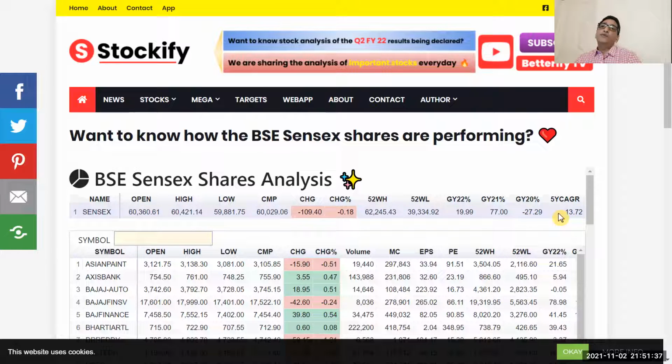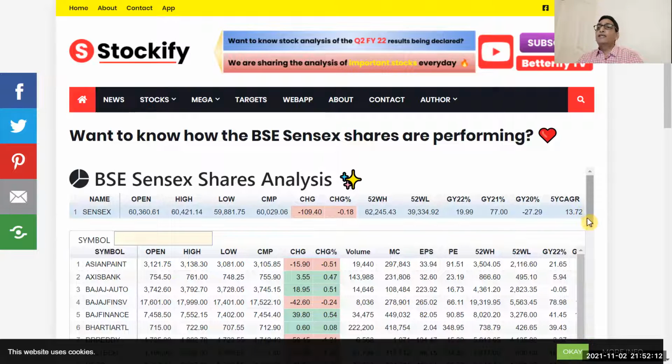And then finally, you have one more column. This is what is telling you the 5-year CAGR. So what is the compounded average growth rate this particular index is giving? This is a 5-year compounding growth. So in the last 5 years, it gave a compounding growth of 13.72%. That means this index is growing at a rate of 13.72 CAGR.